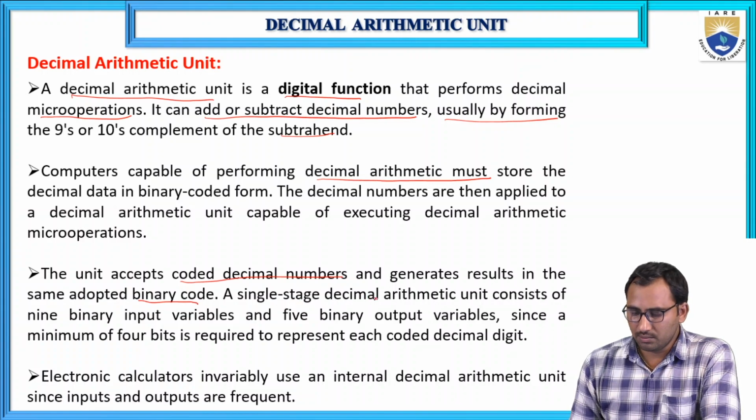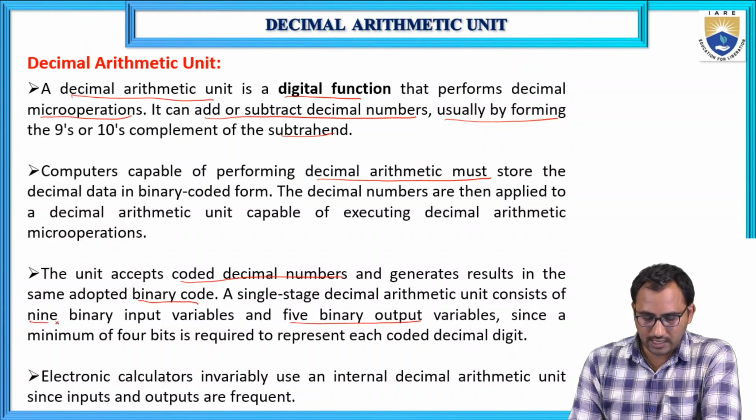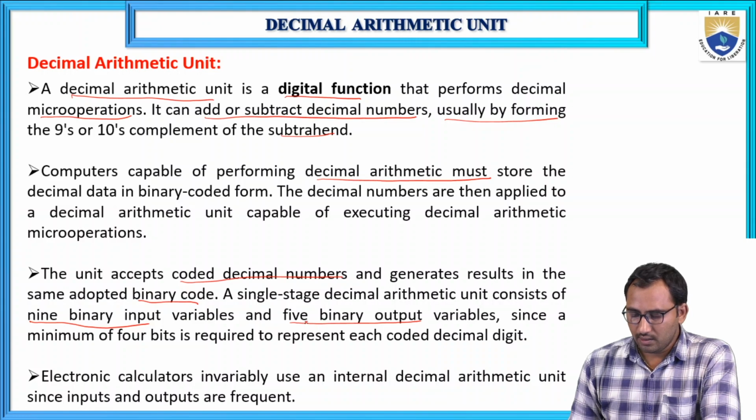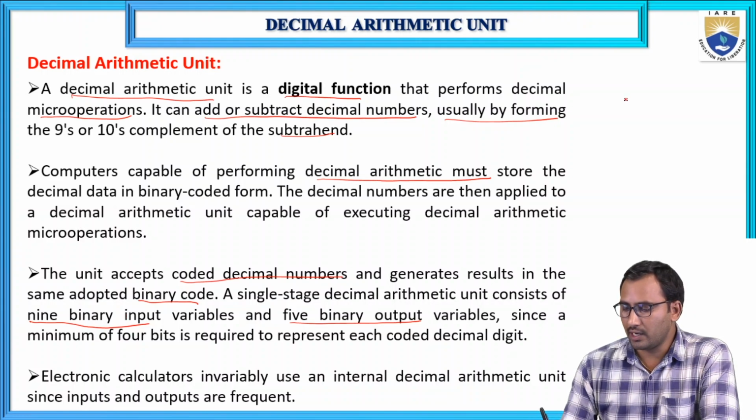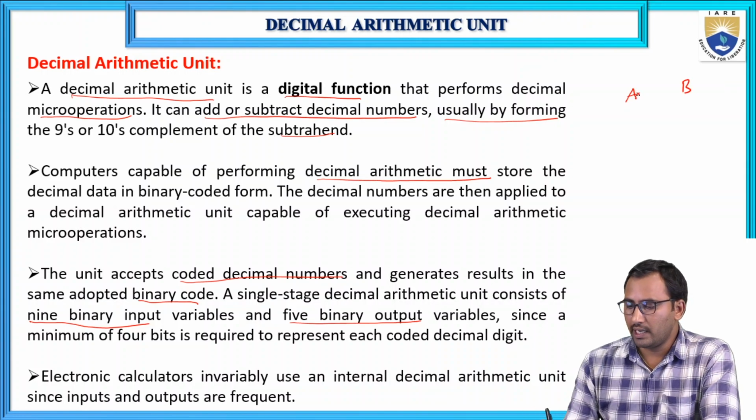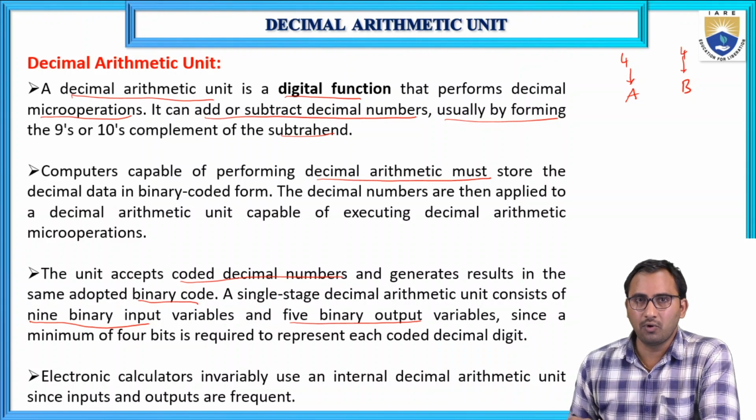A single stage decimal arithmetic unit consists of 9 binary input variables and 5 binary output variables. So what are the 9 binary inputs? Here we are considering two numbers, let us assume A and B. A is represented using a 4-bit number, and B is also a 4-bit number. So 4 plus 4 is 8.